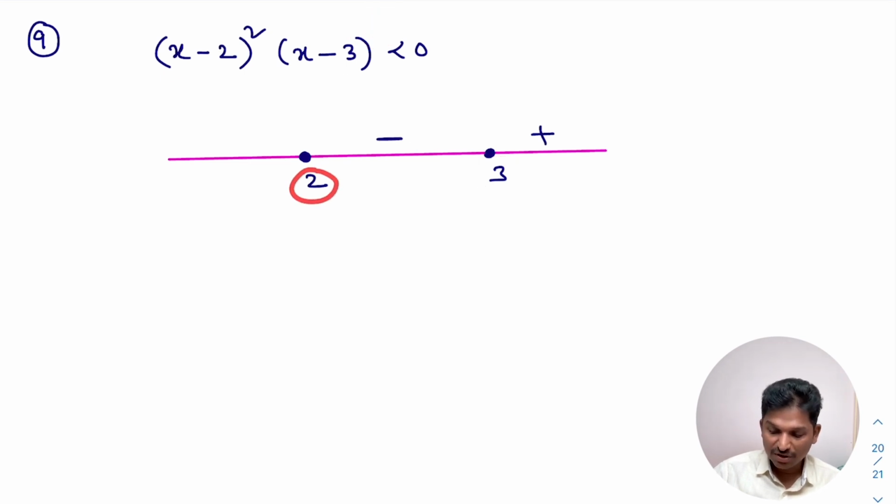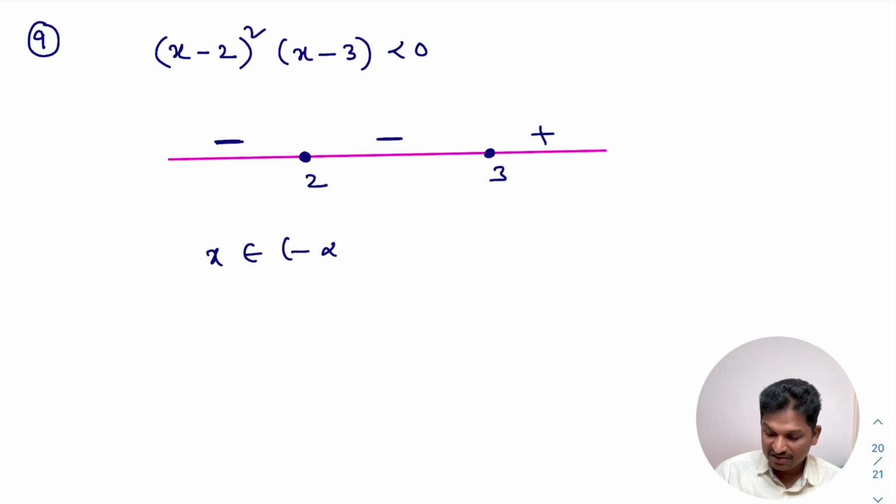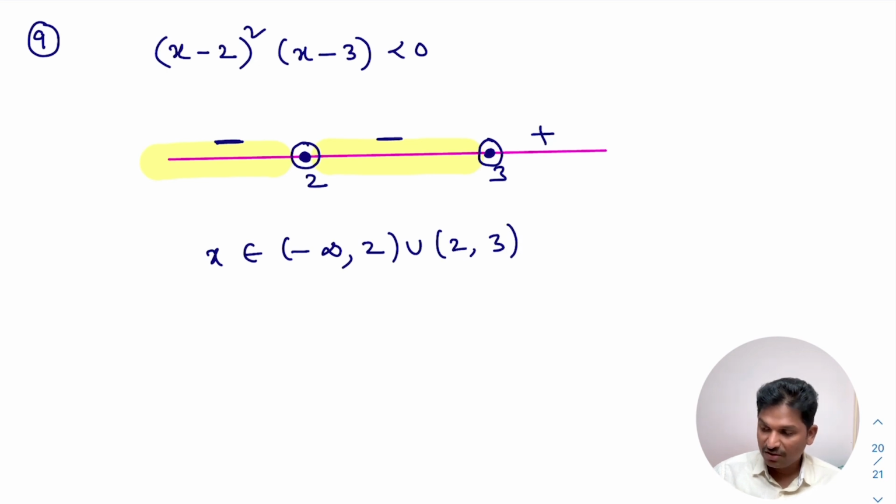Now you see this 2. 2 is coming from this. Here what power is there? Even power is there. When even power is there, the sign won't change. So here this minus remains minus only. Now here less than 0 is there. Less than 0 means which sign are we looking for? We are looking for the negative sign. So x belongs to minus infinity to 2. Here strictly less than is there, no? That's why we won't include these points. That's why this is a dotted circle. Less than 0 means we want this, right? Union, open interval 2 to 3. So this is the solution of this inequality.